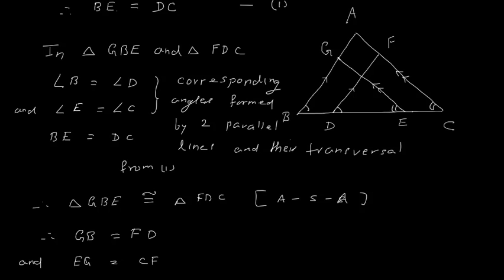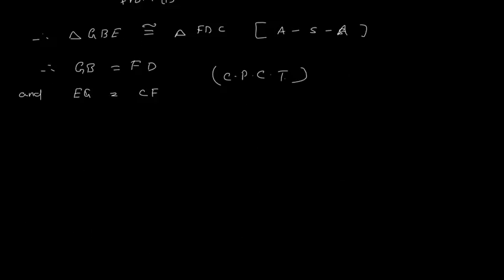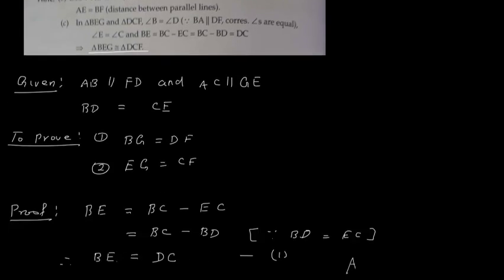Okay, so they are equal. What I will say, they are corresponding parts of congruent triangles, CPCT. So by CPCT, these two are equal. Done. Hence we have solved all these three sub questions.